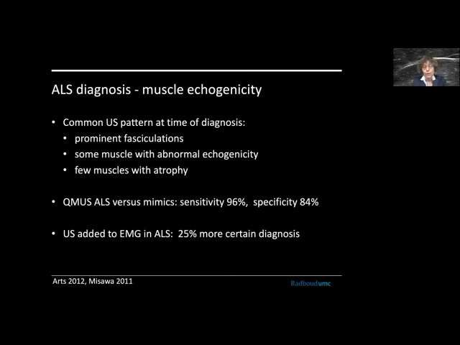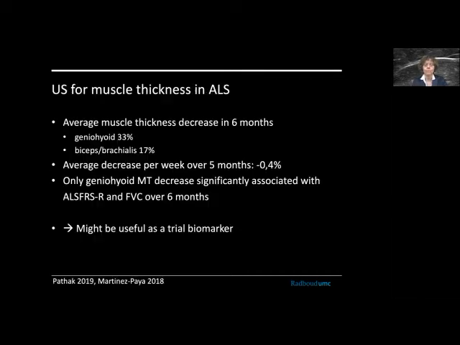If we look at muscle echogenicity in ALS, there's a really common pattern at the time of diagnosis. So these people have prominent fasciculations in the muscles that do fasciculate. They usually have a few muscles with abnormal echogenicity, and then very few with atrophy at that time. If you use this combined protocol, you have a very high sensitivity and specificity, which is quite similar to just using EMG. And then again, the beauty of this is: don't use either, use both, because then you give 25% of your patients a more certain diagnosis.